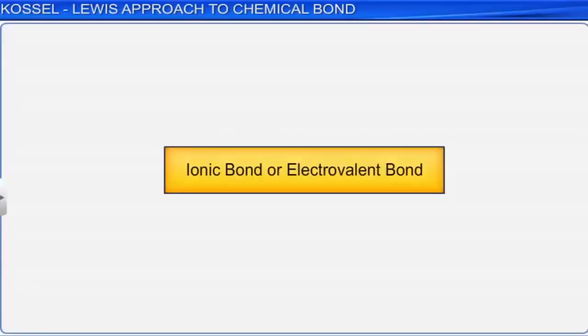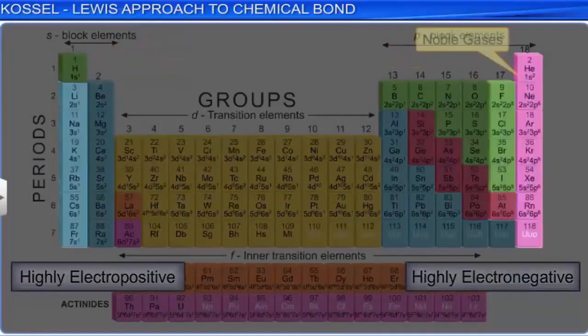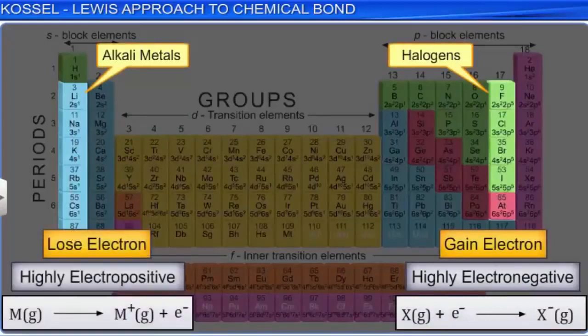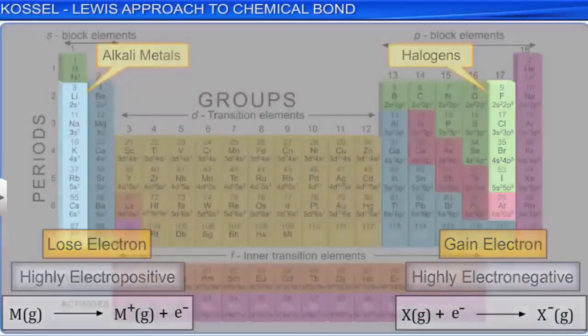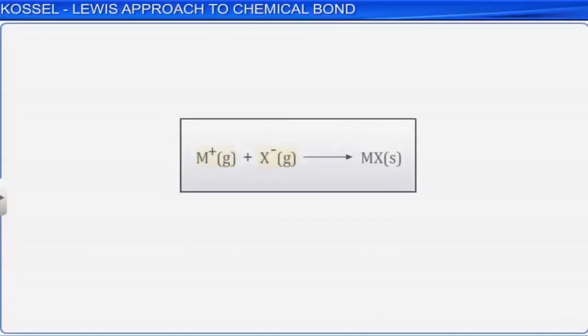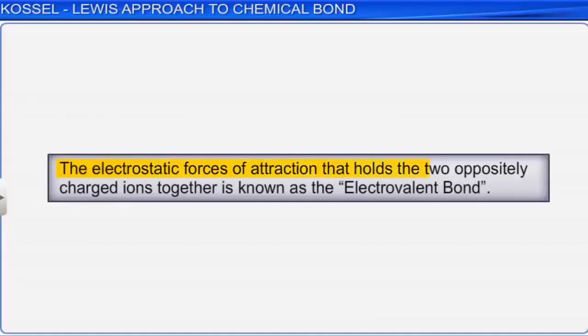Now, let us look at the formation of ionic bond or electrovalent bond, which was explained by Kossel by considering the following facts. Halogens which are highly electronegative and alkali metals which are highly electropositive are separated by noble gases in the periodic table. Hence, halogens gain an electron, whereas alkali metals lose an electron to form negative and positive ions respectively. The positive ion and the negative ion thus formed attain octet configuration. The two oppositely charged ions approach each other and form an ionic bond or electrovalent bond. The electrostatic forces of attraction that hold the two oppositely charged ions together is known as the electrovalent bond.